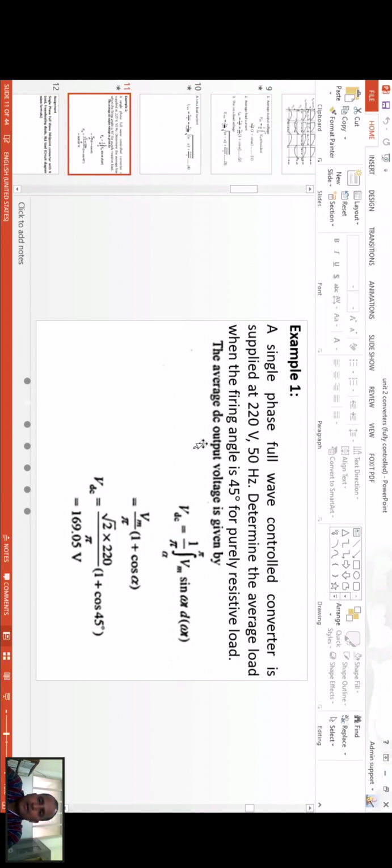A single phase full wave controlled converter is supplied at 220 volt 50 hertz. You have to determine the average load voltage when the firing angle is 45 degrees for a purely resistive load. So VDC will be Vm by pi times (1 plus cos alpha), and you'll find Vm equal to 311.05 and the result.